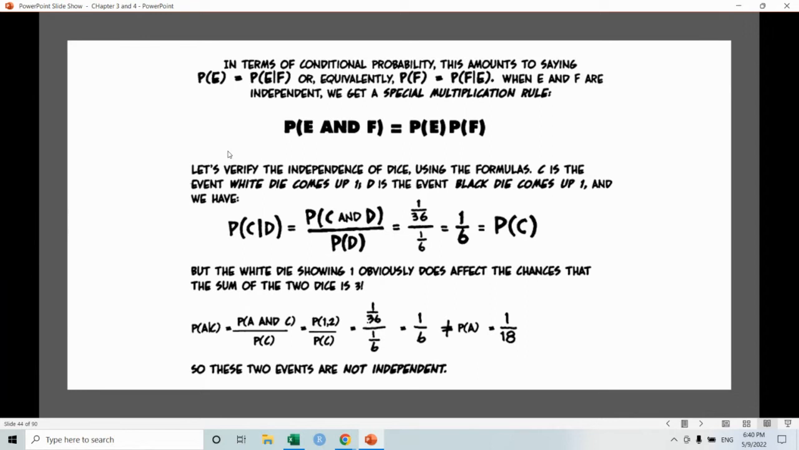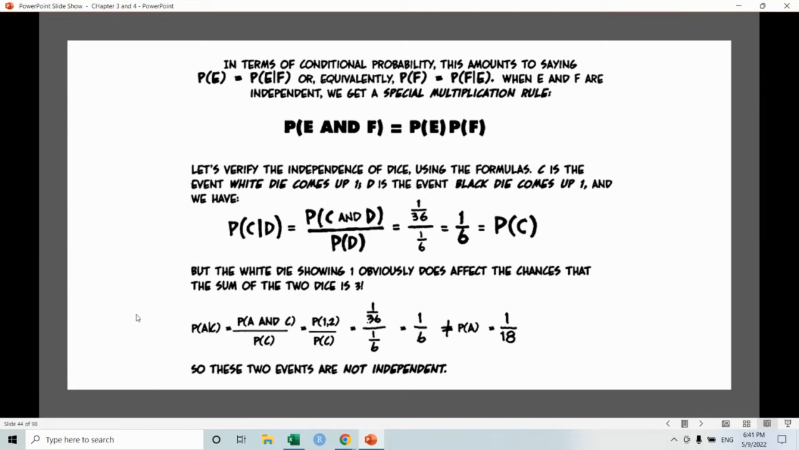So let's verify the independence of dice using these formulas. C is the event that the white die comes up 1. D is the event that the black die comes up 1. And we have the probability of C given D is equal to the intersection of C and D divided by the probability of D, which we had put on the previous page. So 1 out of 36 divided by 1/6. You multiply by the reciprocal, 6 times 1/36, and then you reduce the fraction, and you get 1/6, which is equal to the probability of C.